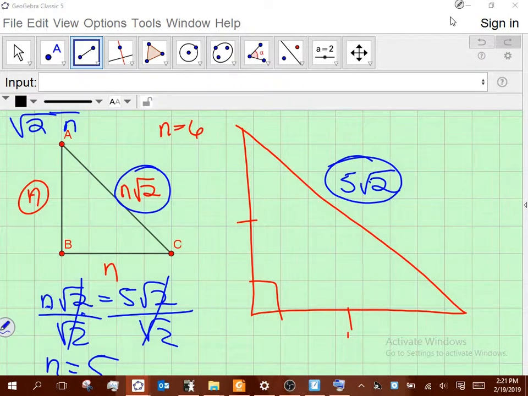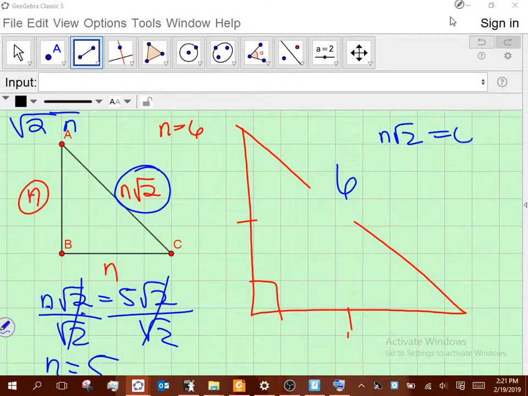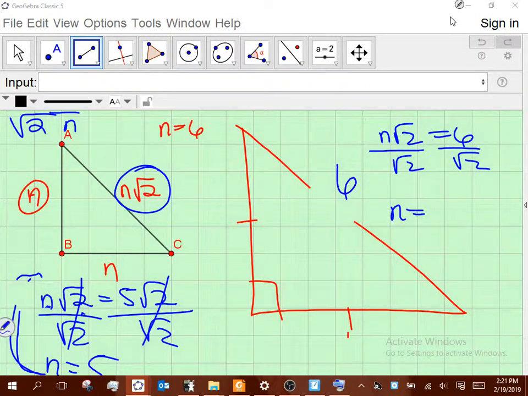Now, why do I want to do that? Because this is what's going to happen. Let's say this side here is 6, where the radical 2 has already been multiplied through and it equated to 6. So now if I match these two triangles up, I get n radical 2 is equal to 6, right? Well, what was the algebra down here? What did I have to divide by? Radical 2. So let's divide by radical 2. So I get n, those are going to cancel, is equal to 6 over root 2. Do I like that root 2 in the denominator? What do I have to multiply by? Radical 2 over radical 2.